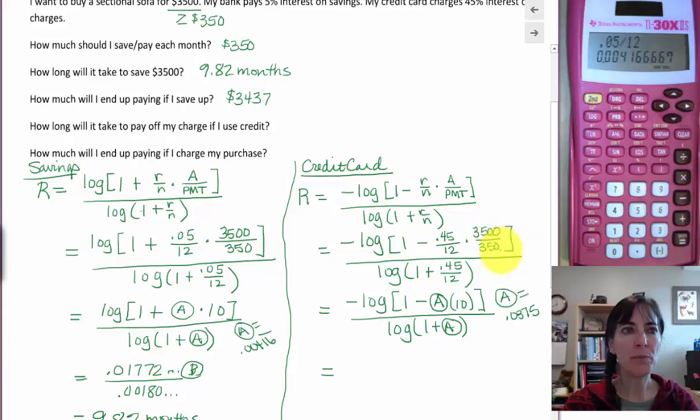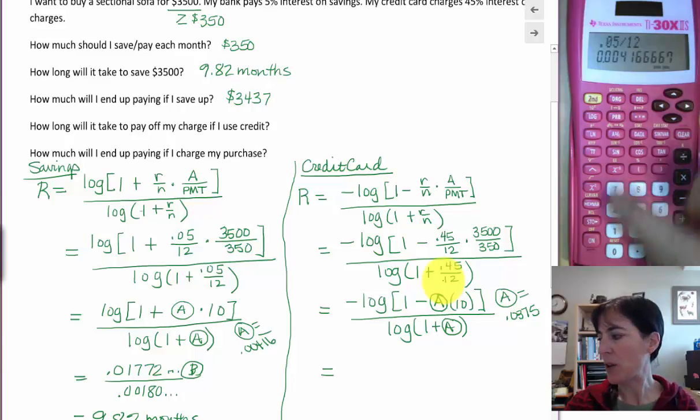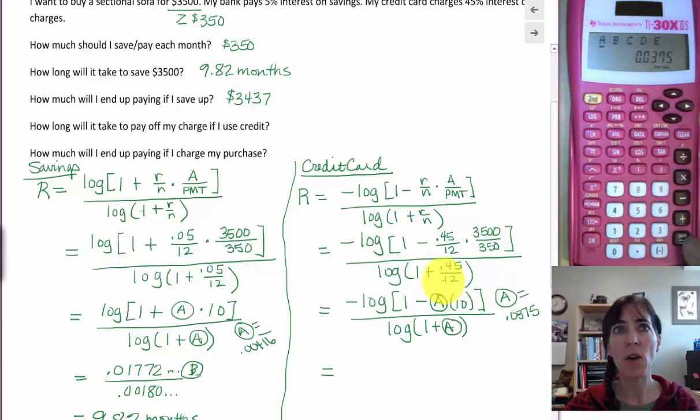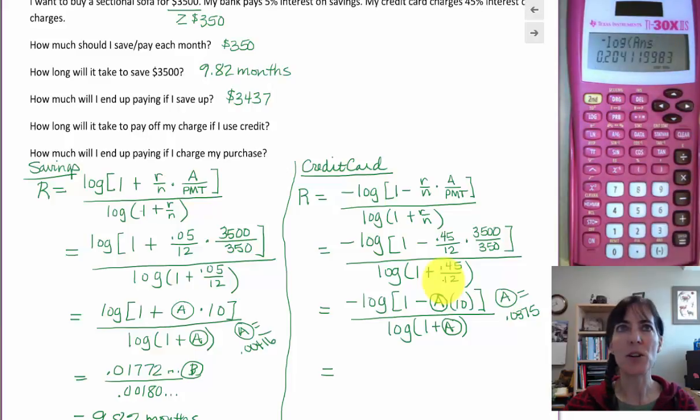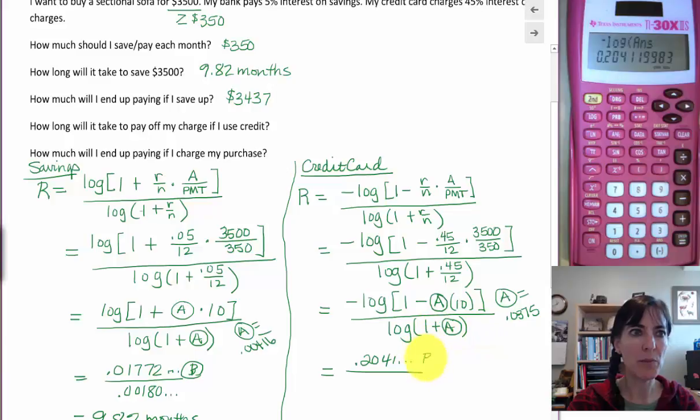In my numerator, I have the A times 10, and then I have to take 1 minus that value. So I will do recall A times 10, and then I will take 1 minus the answer, and I get 0.625, and then I have to take the negative log of the answer. And for my numerator, I now have 0.2041, and it goes on. I will store that in B.